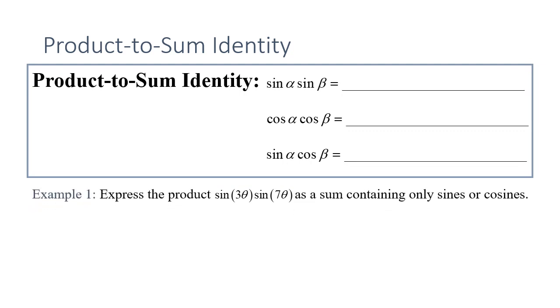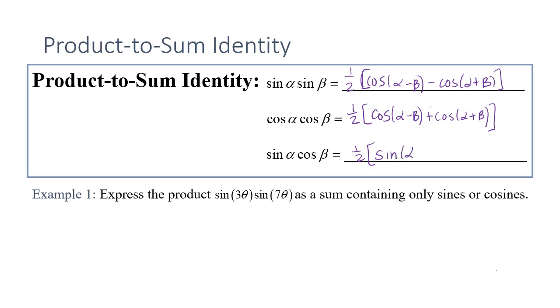The sine of alpha times the sine of beta, we can rewrite that as 1/2 times the cosine of alpha minus beta minus the cosine of alpha plus beta. And again, you will have these on the exam. For the cosine of alpha times the cosine of beta, that's the same thing as 1/2 times the cosine of alpha minus beta plus the cosine of alpha plus beta. And for the sine of alpha times the cosine of beta, that is 1/2 times the sine of alpha plus beta plus the sine of alpha minus beta.